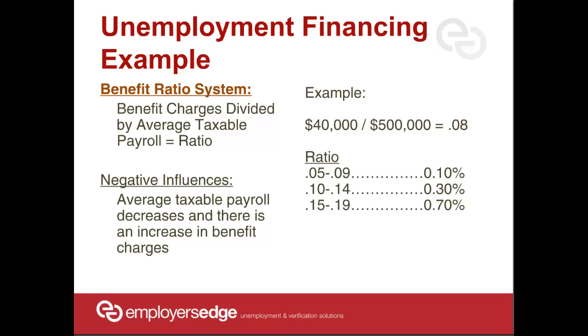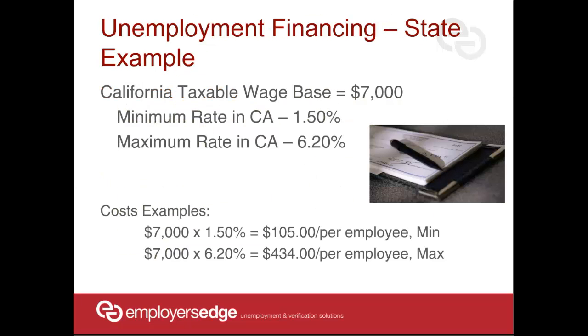So I'm going further into some more examples for you guys. California, you pay taxes on the first $7,000 each employee earns in a calendar year. Once the employee has earned $7,000 in the calendar year, you no longer pay taxes on that individual. So essentially, the first and second quarter of every year for every employer are typically your high tax quarters, where you're paying more into the EDD.